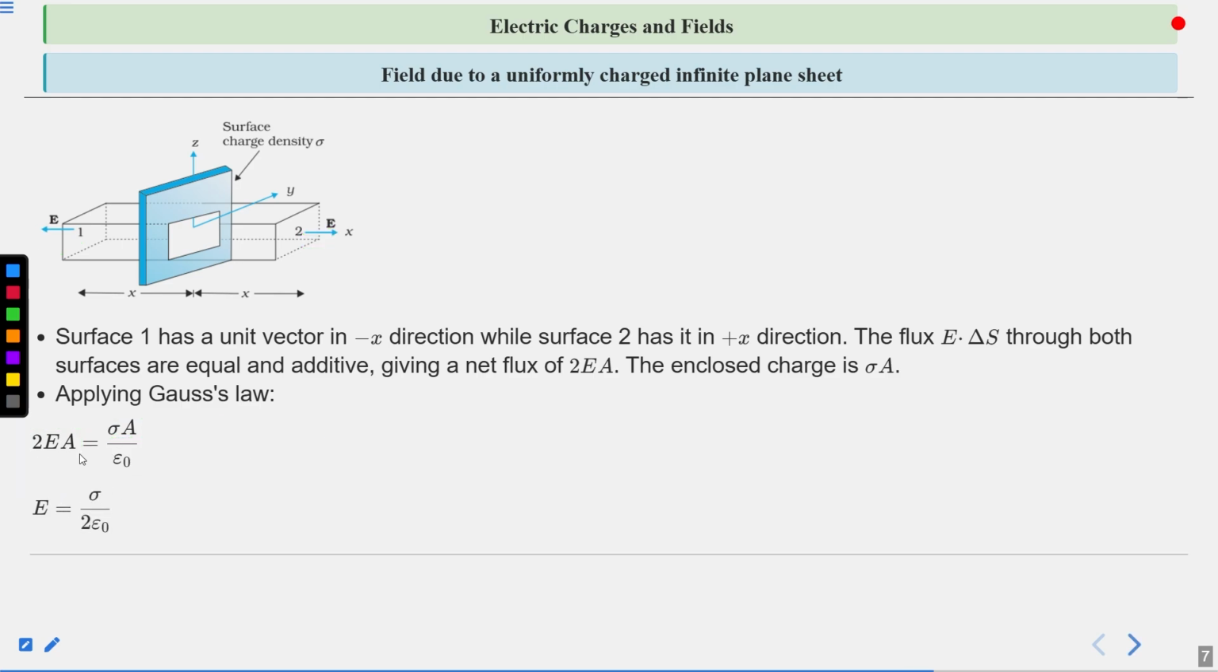Solving this, the area cancels out, so E is equal to sigma divided by epsilon naught. So this is the electric field due to a uniformly charged infinite plane sheet. Clear?